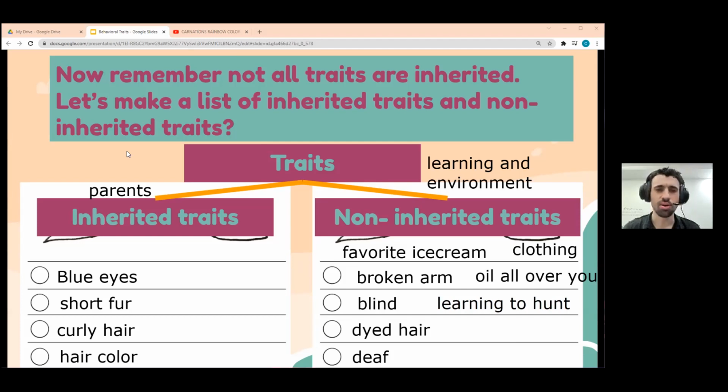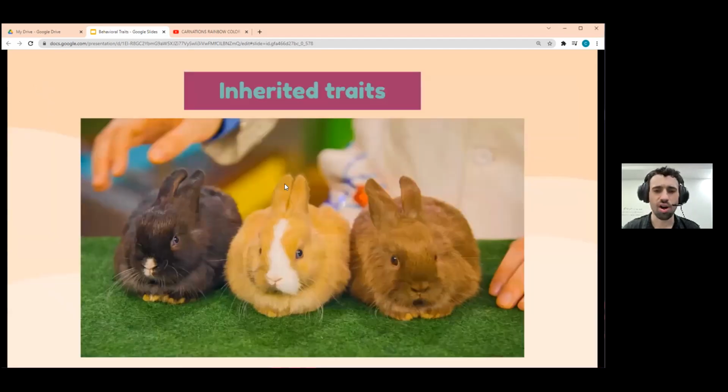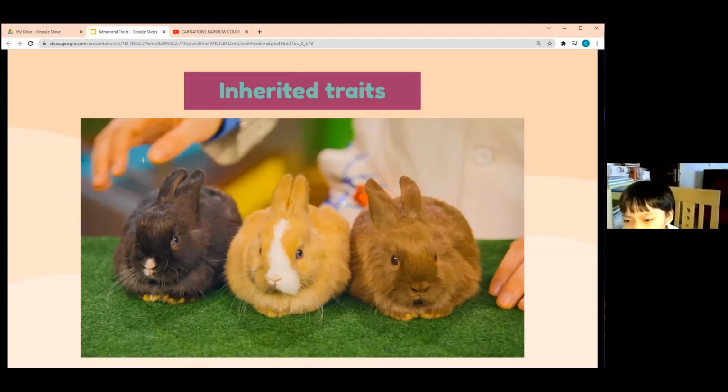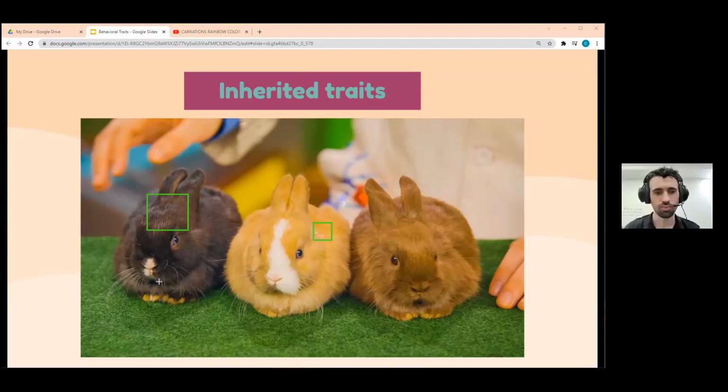Okay, so inherited traits. We have our bunnies here. You can tell me a few inherited traits from our bunnies. Let's have Jack Vu. What's an inherited trait you see? I see the black rabbit and the yellow rabbit. The nose of the black rabbit and the yellow rabbit is white. They have a white nose. Very good. So you could say white nose, brown fur, all these things.